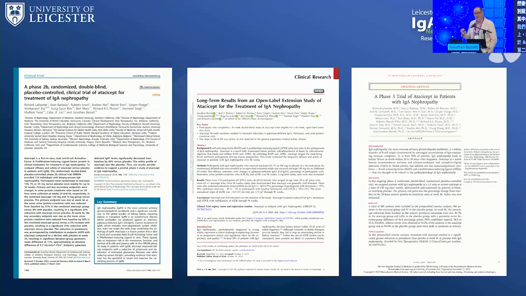Again, we need to see GFR data, and all the data for atacicept is now sat with the FDA, and this drug is likely to be approved at some point in 2026 and making its way to Asia-Pacific at some point in 2026-27. So these drugs are going to be a reality for you over the next 12 to 24 months.